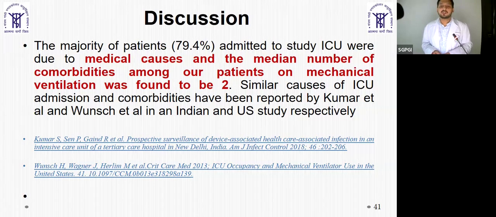Coming to discussion, the majority of the patients, that is 79.4%, admitted to the study ICU were due to medical causes, and the median number of comorbidities among our patients on mechanical ventilation was found to be 2. Similar causes of ICU admission and comorbidities have been reported by Kumar et al. and Vunish et al. in Indian and US studies respectively.